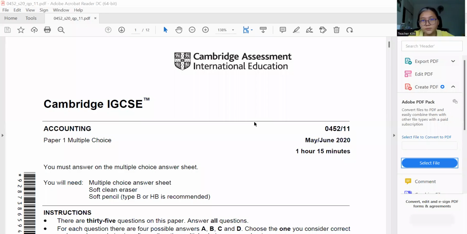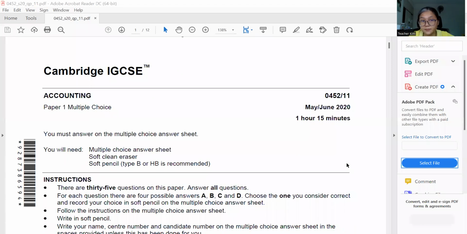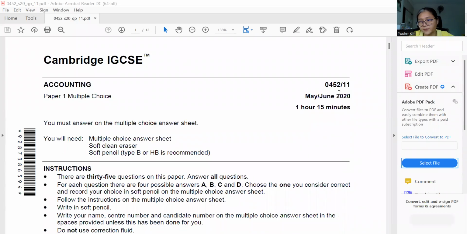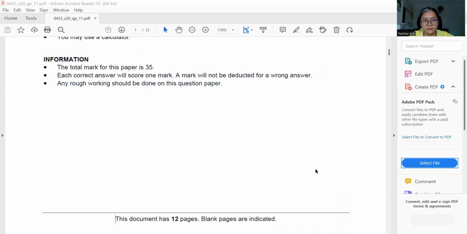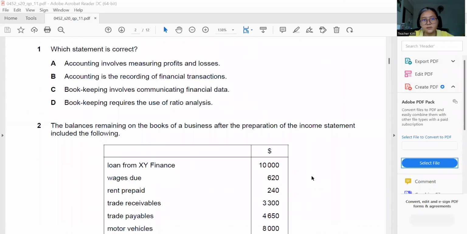Okay, we continue with the paper multiple choice. This is a paper that I'm going to do with you all for today. Okay, the first question. Which statement is correct about the accounting and the bookkeeping?